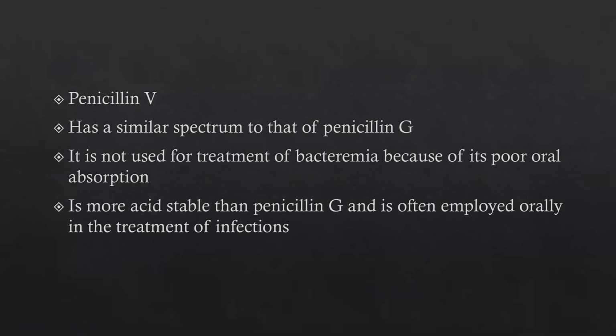And one of the disadvantages of this PEN-V is that it cannot be used for the treatment of bacteremia or infection in the blood because of its poor oral absorption. So it can only be used for skin and tissue infection. However, PEN-V is more acid stable compared to PEN-G. Okay, so it is often employed orally in the treatment of infections. So PEN-G actually is in IV form. There is no oral form for PEN-G because it cannot tolerate the acid in our stomach, it will be destroyed. However, PEN-V can be given orally.